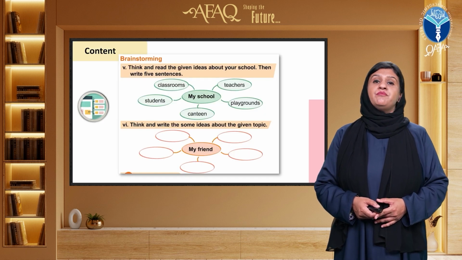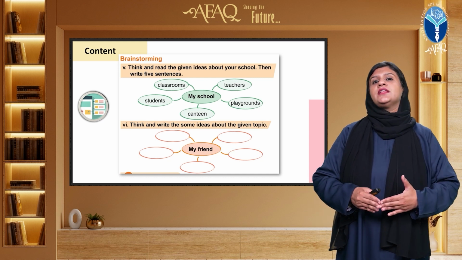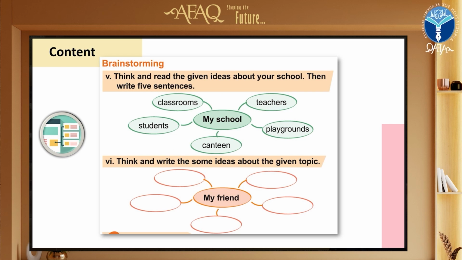The next thing is some brainstorming. Brainstorming is when you collect ideas about something. Think and read the given ideas about your school, then write 5 sentences. When we are supposed to write sentences or a paragraph, we have to do some brainstorming, and brainstorming includes collecting ideas. Here there is a little mind map about my school and some ideas are given over here: my school has teachers, playgrounds, canteen, students and classroom.